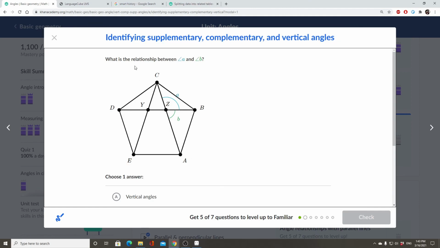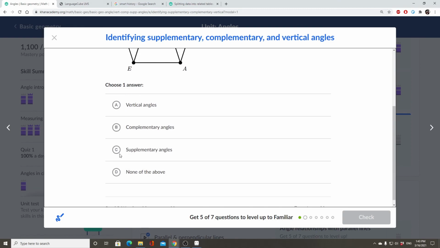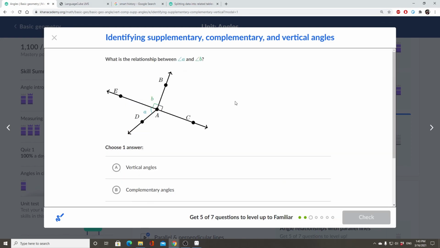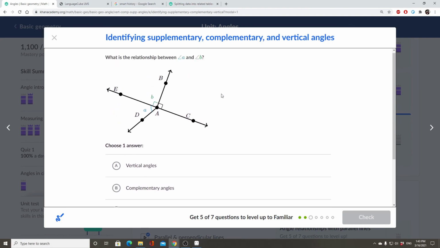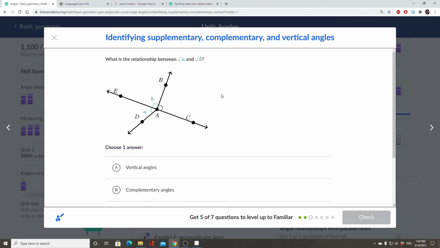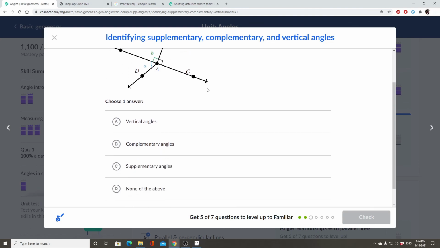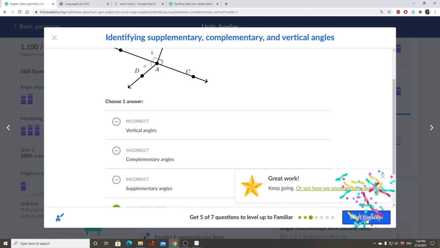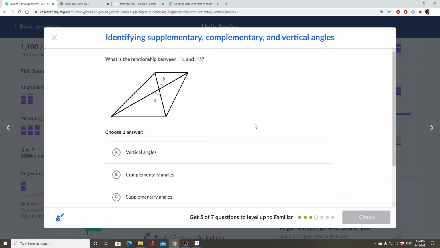Well, CZA is a straight line, so they're probably supplementary, right? I don't think they're vertical. No. Yeah. Okay. What's the relationship between A and B? Well, DAE and BAE are definitely not 180, and they're definitely not 90 combined. So, none of the above? Yeah.